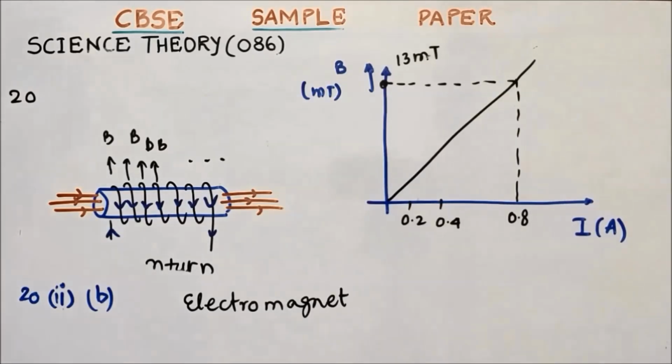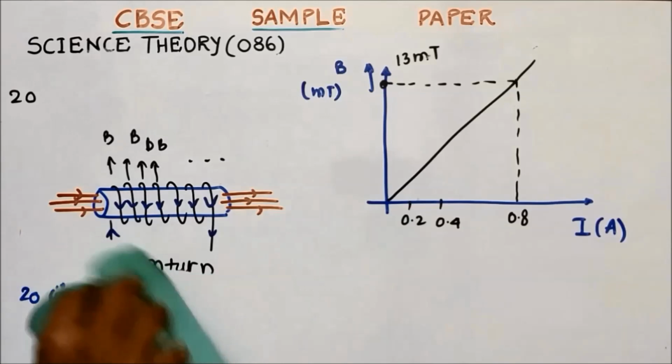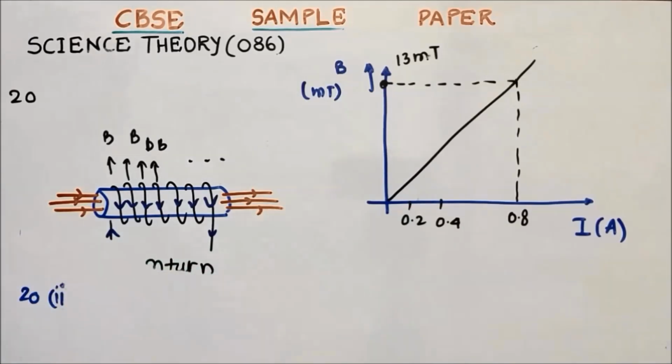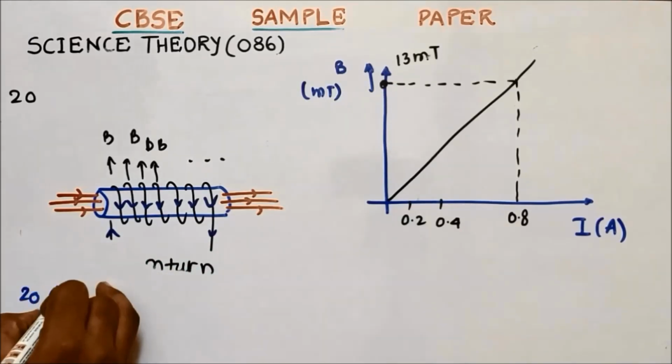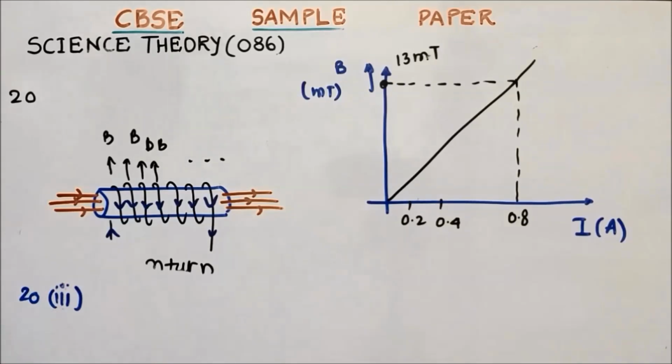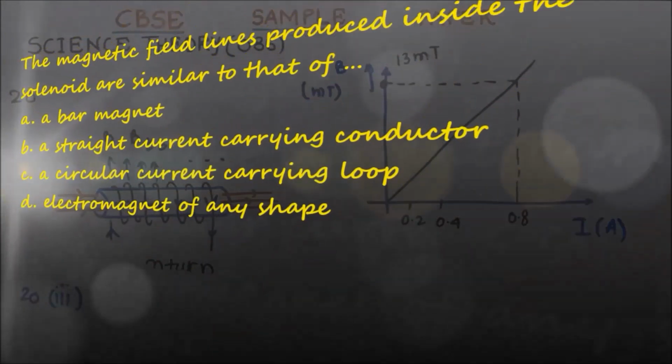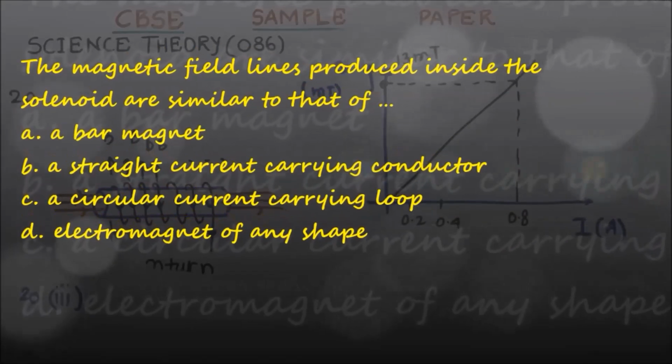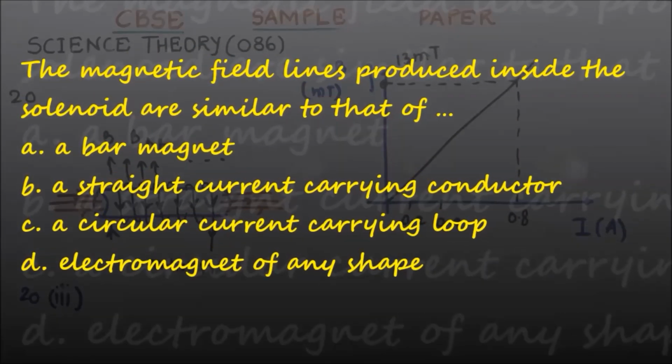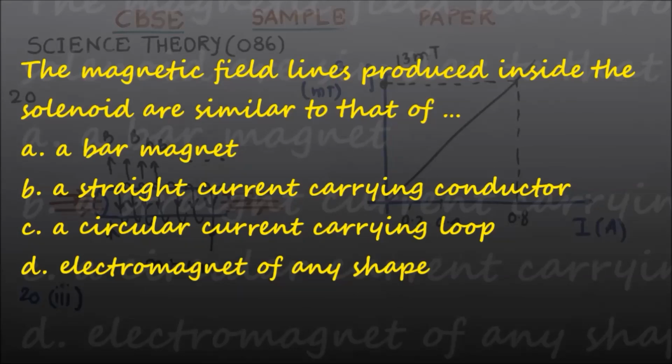23, the third part. Let's see the question. The magnetic field produced inside the solenoid is similar to that of a bar magnet. Okay, a bar magnet. Yes, that is correct. Magnetic field lines are produced similar to a bar magnet.